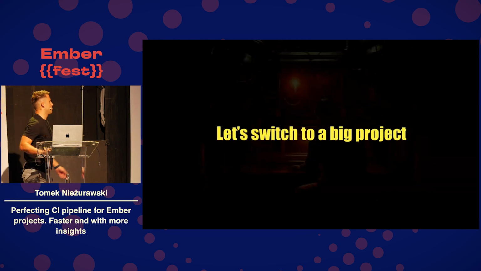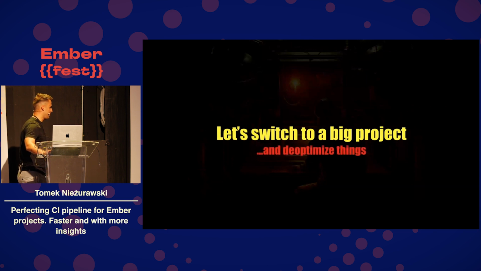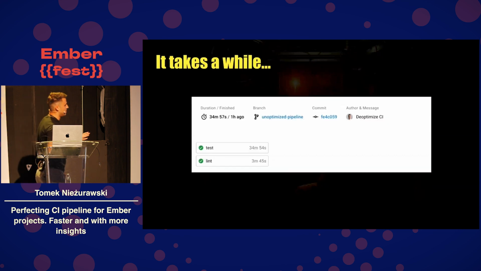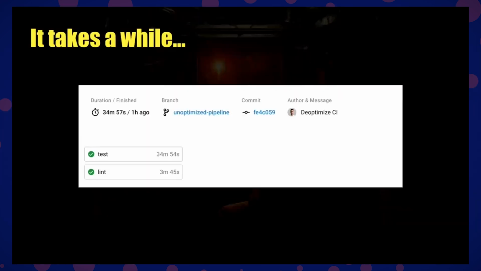But let's switch to a big project. I had to de-optimize a lot of stuff at Forest. We are going to use Circle CI. But again, we have tests, we have linting. Actually, I was really lucky here because it should take around 36 minutes to run tests and linting.